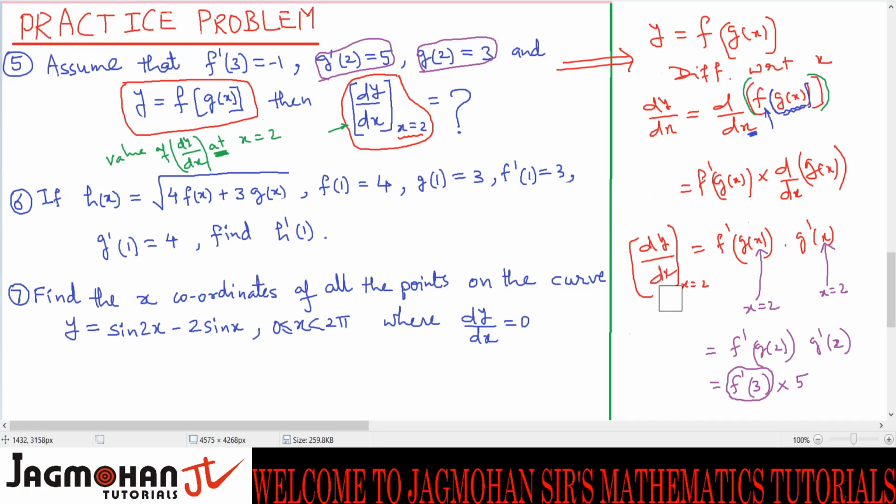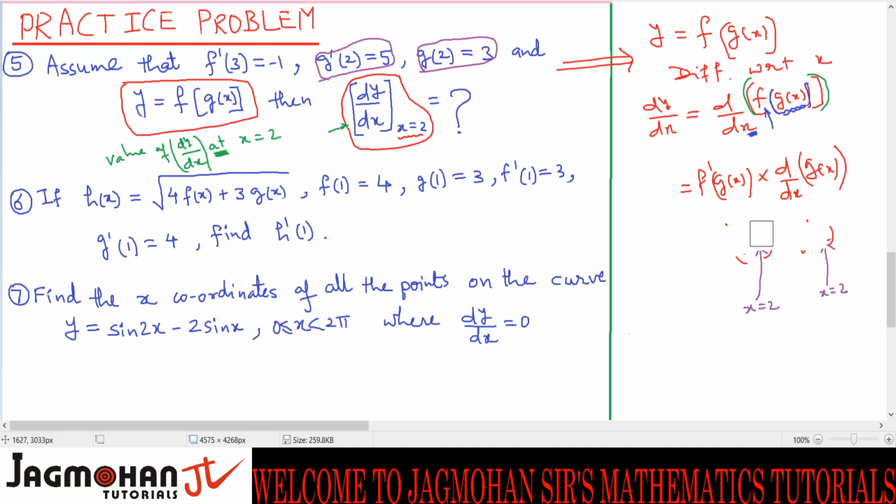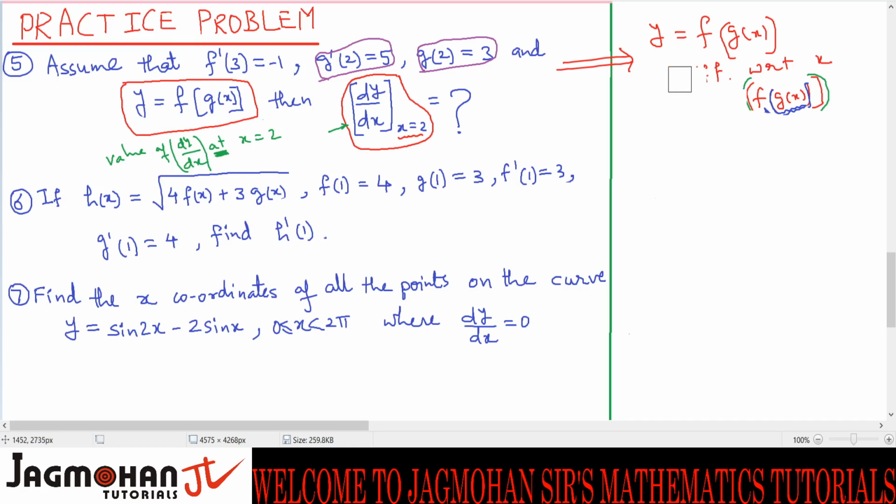Now come to the next one. If h of x equals square root of 4f of x plus 3g of x, what more is given? F of 1 is 4, g of 1 is 3, f dash 1 is 3, g dash 1 is 4. You have to find the value of h dash 1.